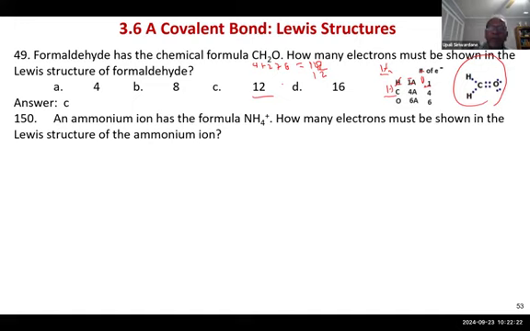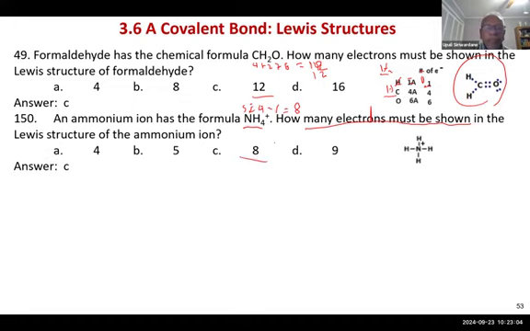The ammonium ion, how many valence electrons must be shown in the Lewis structure? This is 5 plus 4, 1 from each hydrogen atom, minus 1. Why minus 1? The charge is positive. That means it lost an electron. Therefore, 8 valence electrons. Sometimes we ask how many pairs. This is the answer. C.